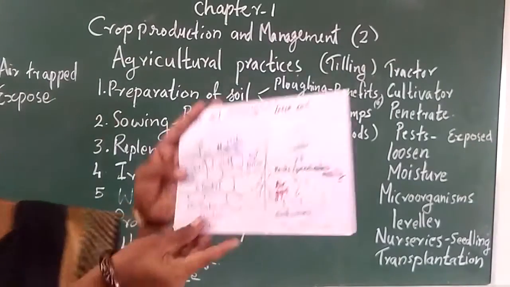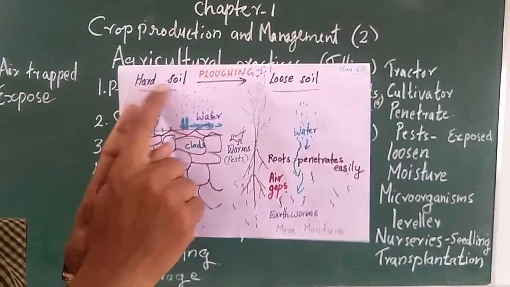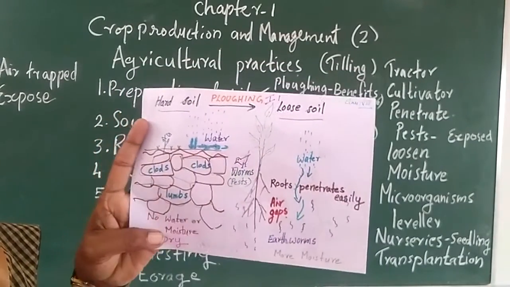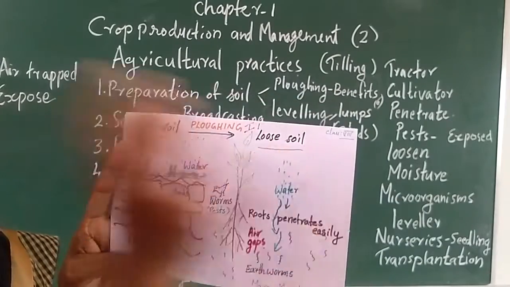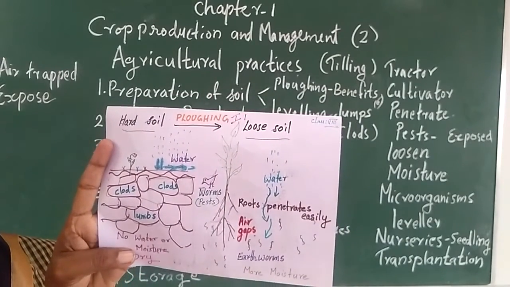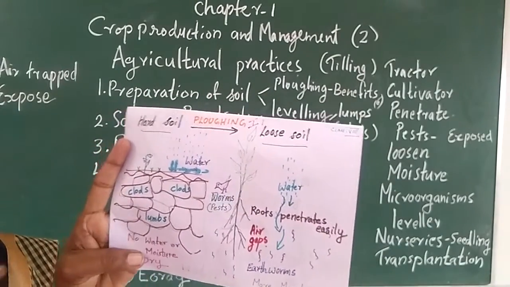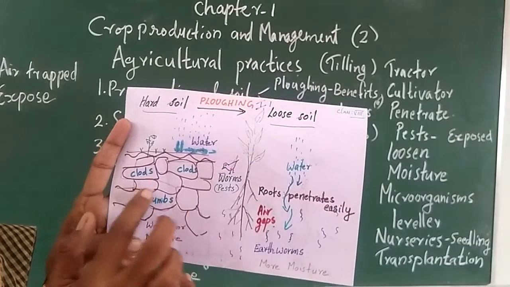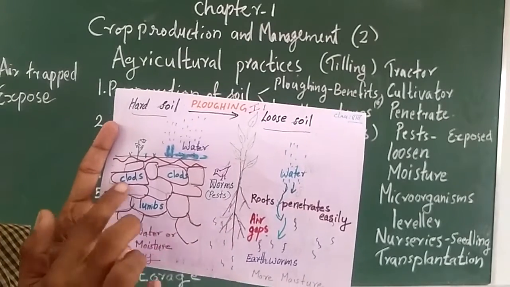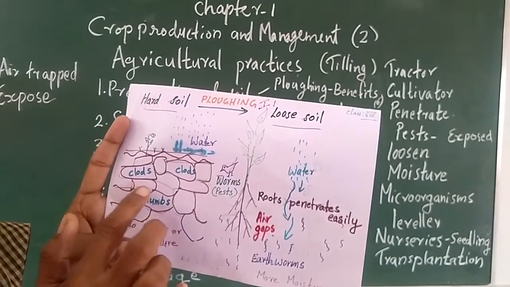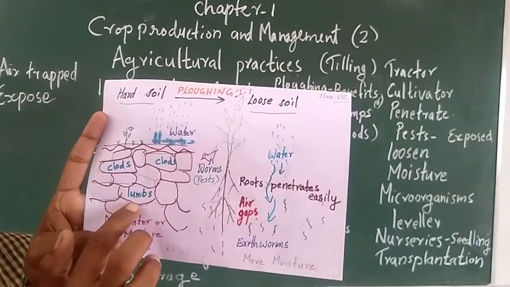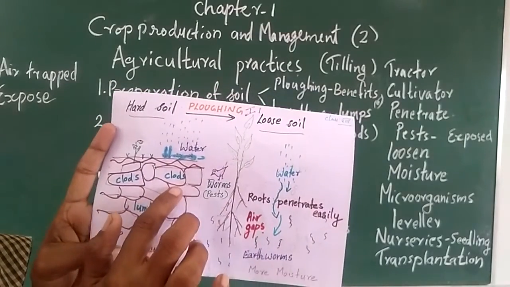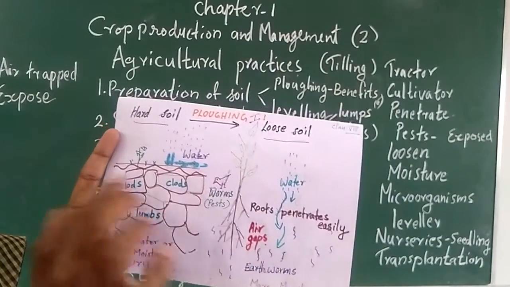See here. Here you can see 2 types of soil: hard soil and loose soil. Where will the plant grow very well, if the soil is very hard or if it is loose? Definitely in the loose soil. See here, the soil is very hard and in big pieces, which are called clods. Clods are lumps of soil. So these clods will be there fully.